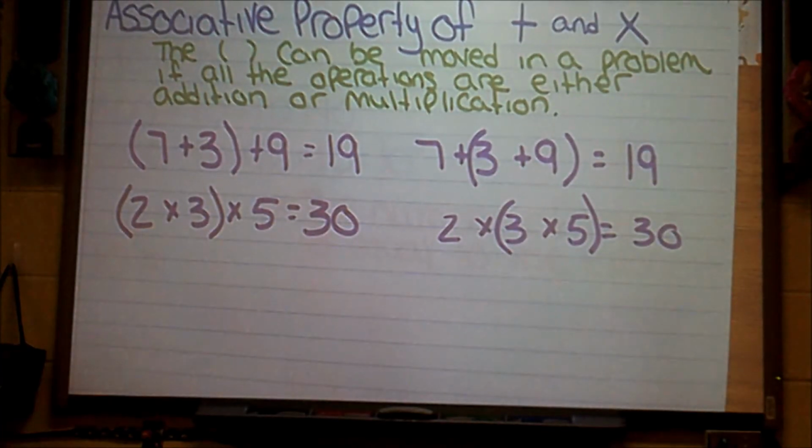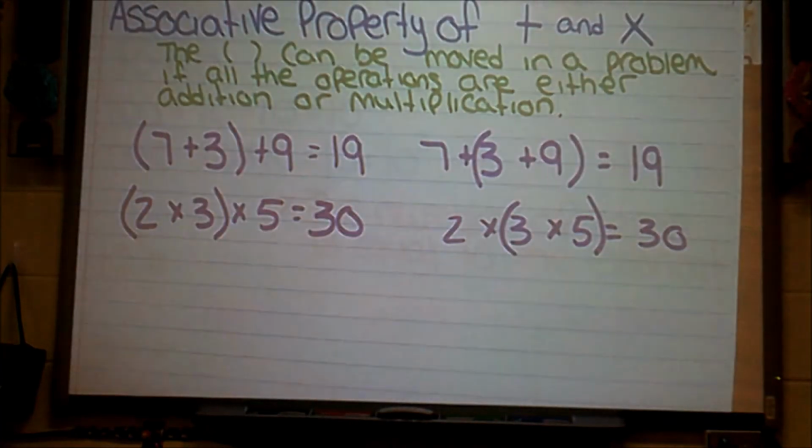The last property that we're going to talk about today is the associative property. It's the associative property of both addition and multiplication. And the associative property says that I can move the parentheses in a problem as long as the operations are all either addition or multiplication.